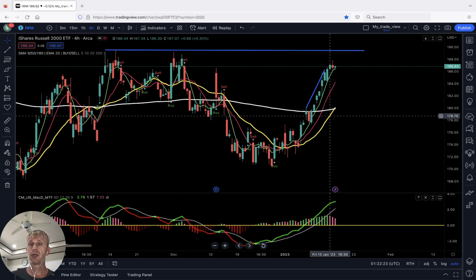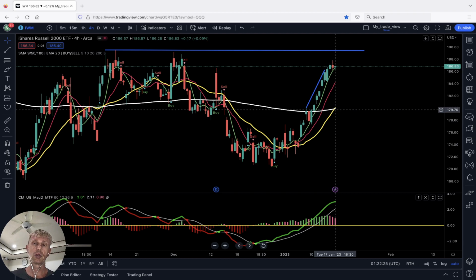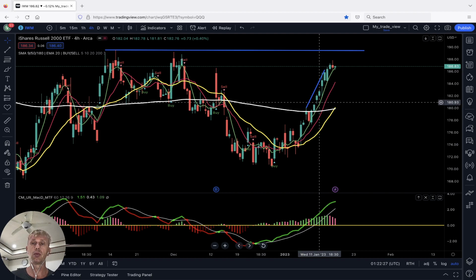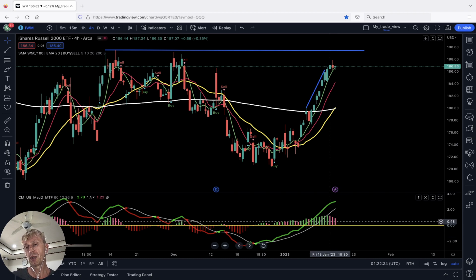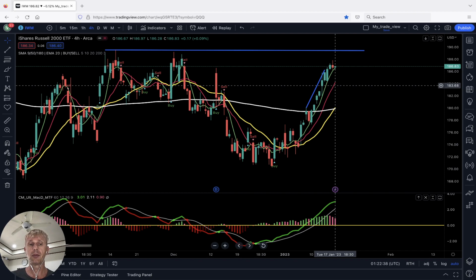MA20 just did bullish crossover. MA5, 10 and 20 did bullish crossover. It is bullish trend. Bullish trend. MACD histogram already switched from green to pink, but still bullish trend.